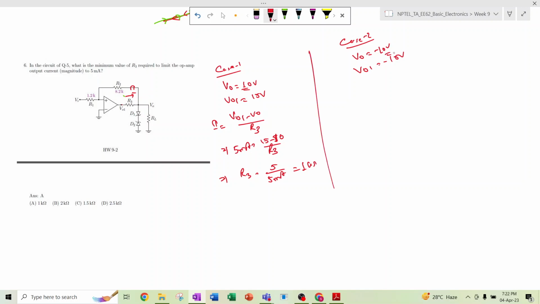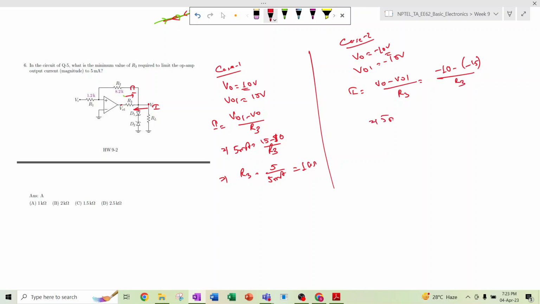Now VO is minus 10 volt, it is at higher potential, and V1 is at the lower potential, minus 15 volt, then the current will flow in this direction, right? So this current will be VO minus VO1 divided by R3. VO is minus 10 minus of minus 15 divided by R3.